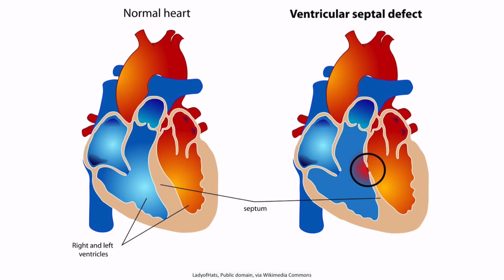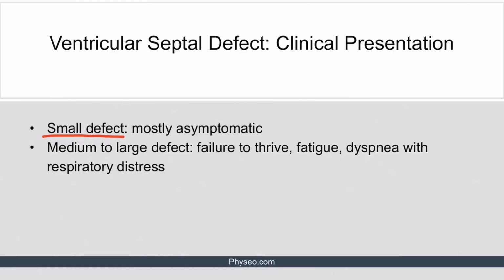Here's an illustration showing a VSD. Notice this defect in the ventricular septum, which allows blood to flow from one ventricle to the other. Patients with a small defect in the interventricular septum are mostly asymptomatic. Patients with medium to large defects can present with failure to thrive, fatigue, dyspnea, with respiratory distress.